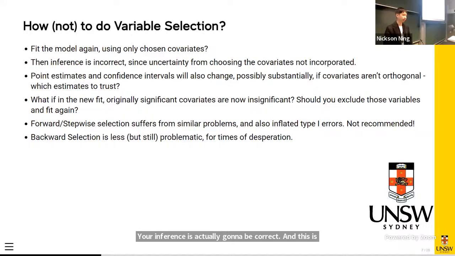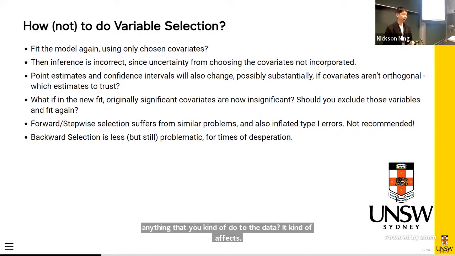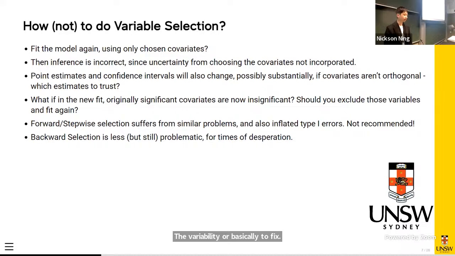Anything that you do to the data affects the variability, or basically it affects the inference of your estimates. So if you just fit the model again and look at the regression output for the reduced model naively, then that inference is very likely going to be incorrect because the uncertainty from choosing the covariates isn't going to be incorporated there.